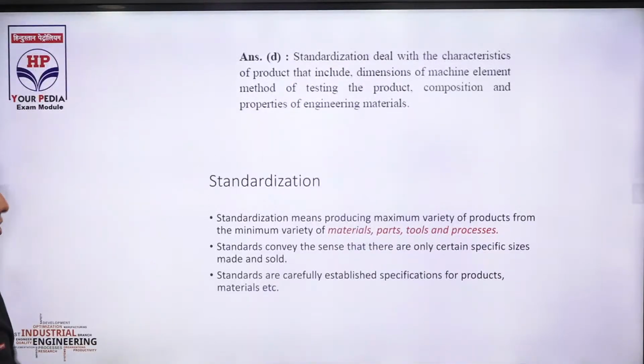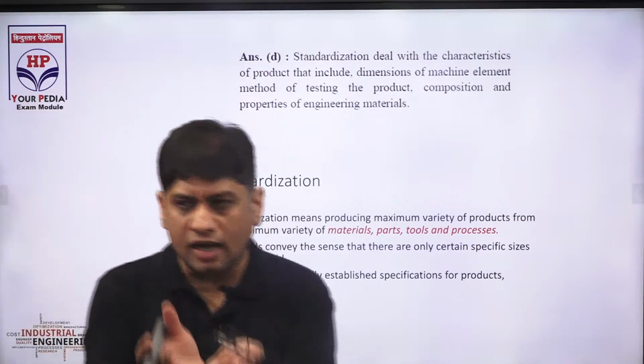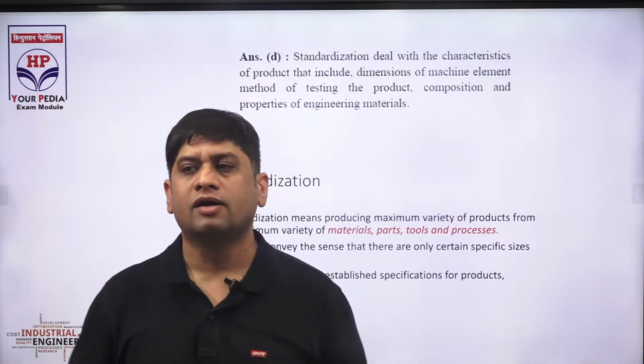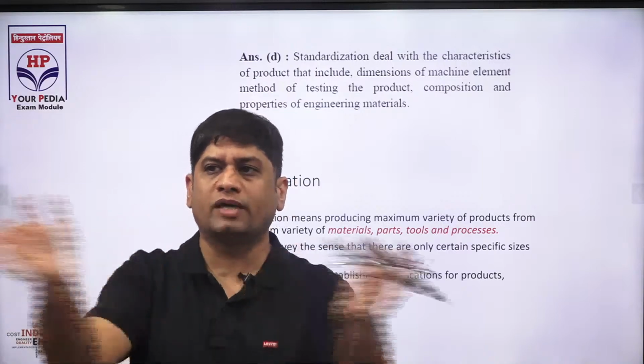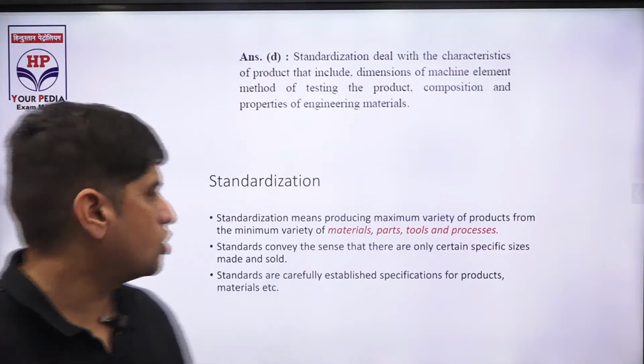Standardization means what? Try to understand the meaning of standardization. This means producing maximum variety of product from minimum variety of material, part, tool, processes. So whatever material I have, whatever manpower I have, whatever tool I have, whatever devices I have, if those are used to give you maximum variety, that is called standardization.